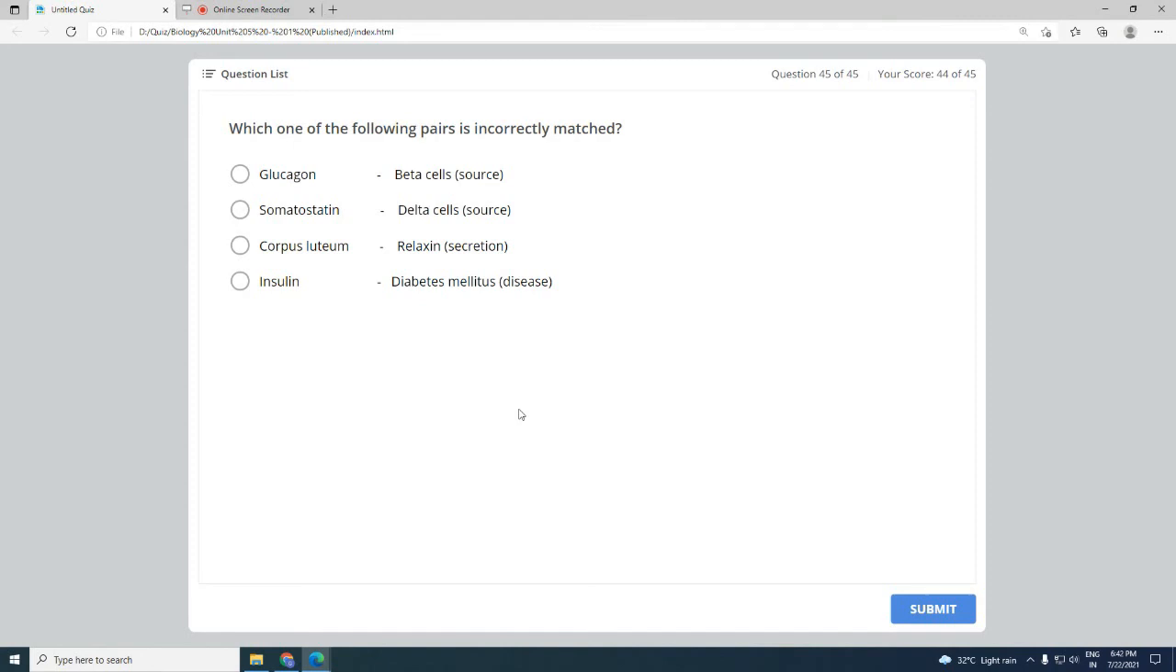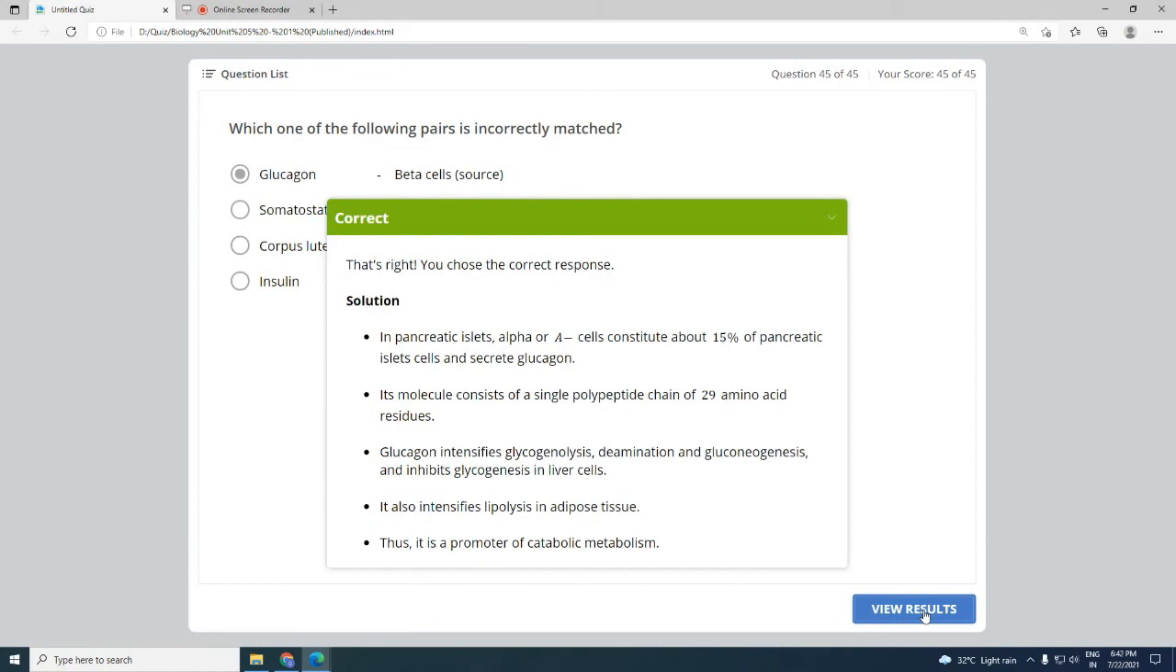The right answer for the last question of the day is glucagon, the beta cells is the source.